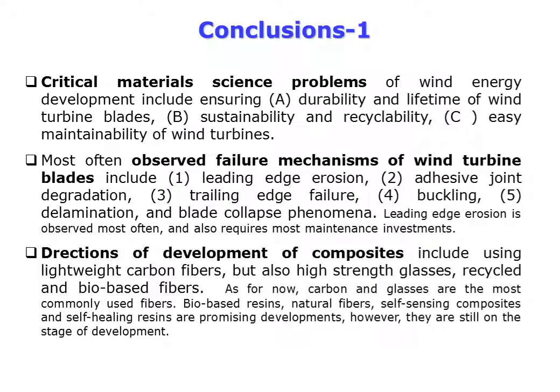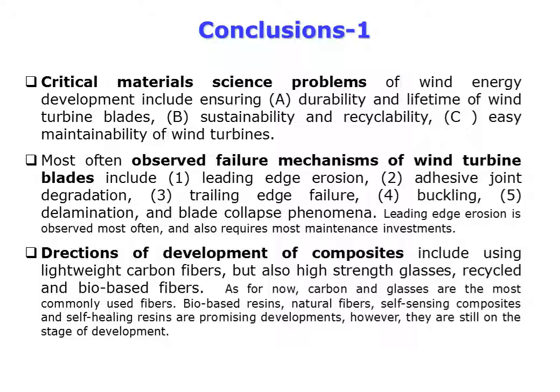Let us make some conclusions. Critical material science problems of wind energy development include ensuring durability and extending lifetime of wind turbine blades, sustainability and recyclability, and easy maintainability of wind turbines. Most often observed failure mechanisms of wind turbine blades include leading edge erosion, adhesive joint degradation, trailing edge failure, buckling, delamination, and blade collapse. Directions of development of composites include using lightweight carbon fibers, but also high-strength glasses, recycled and bio-based fibers.